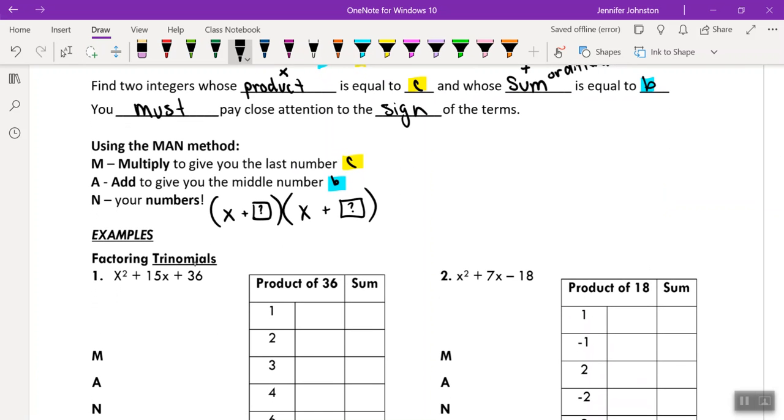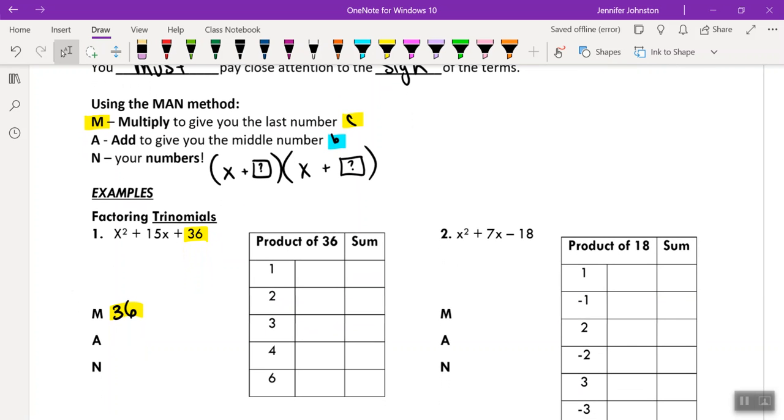For factoring trinomials, we're trying to get two numbers that multiply to give us the last one, so we write that here: 36. Now we look at the numbers that multiply to give us 36. Well, 36 is 1 times 36. If we add those together, that's our sum, we get 37. Does that give you the middle number, is that 15? We're getting 37 here, not 15. No.